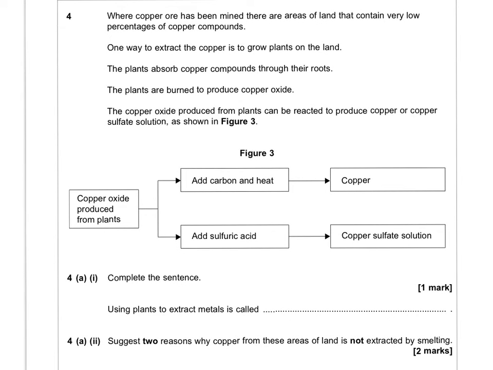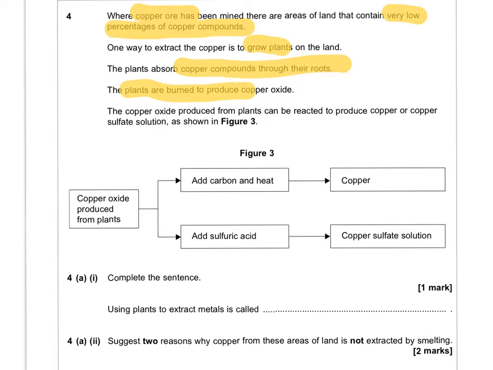Then we move on to question 4, which is a question about metals and extraction of metals. So we start off with copper ore where copper ore has been mined. So we're talking about copper ore. There are areas of land that contain very low percentages of copper compounds. One way to extract the copper is to grow plants on the land. Okay, plants absorb copper compounds through their roots, and the plants are burned to produce copper oxide. Again, it's another question. There's a lot of information in there. This is a process called phytomining.